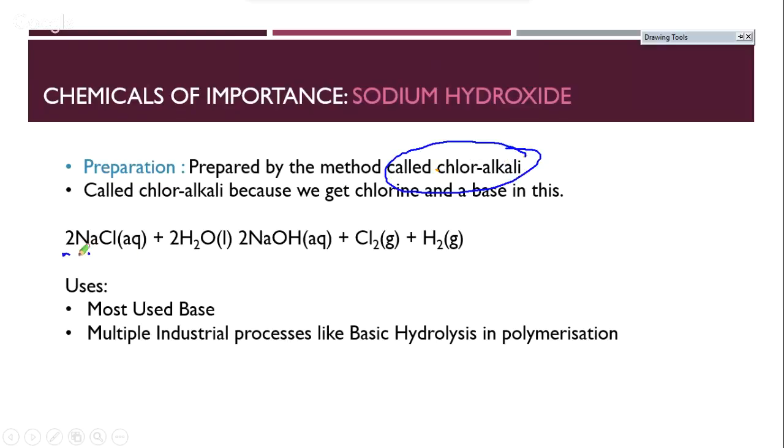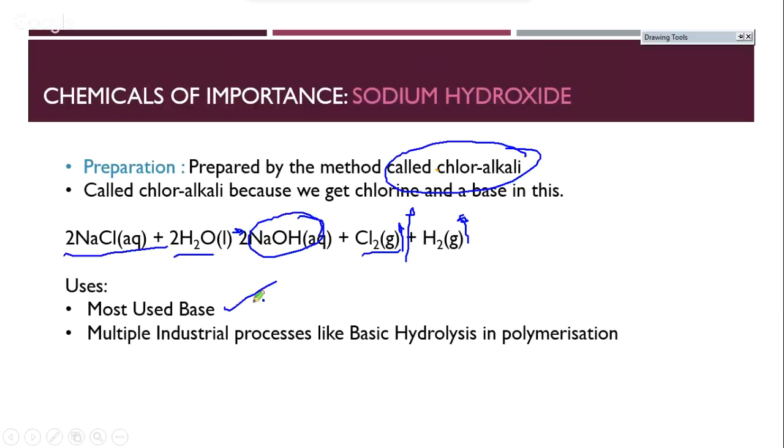You take NaCl in water, which is the brine solution, and you electrolyze it. As the NaCl solution electrolyzes, a lot of NaOH is formed, giving out chlorine gas and hydrogen gas at different terminals. It is one of the most used bases. This process is called chlor-alkali because we end up getting chlorine and we also end up getting alkali. Because chlorine and alkali are produced, it's called the chlor-alkali process.